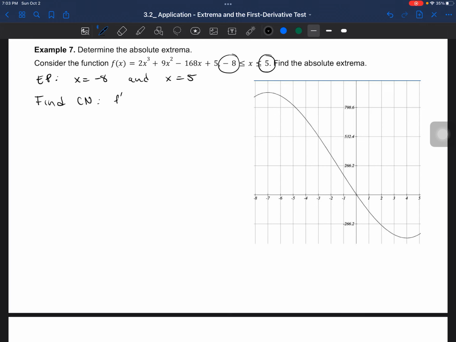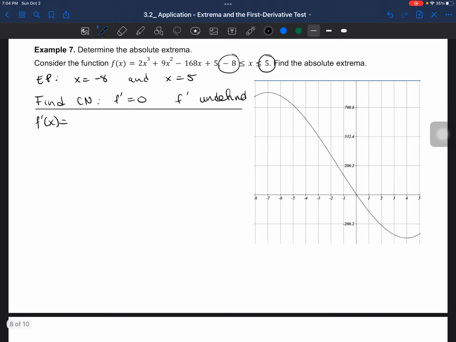The critical numbers are found, as we mentioned before, whenever the derivative of the function is equal to 0 or the derivative is undefined. Either way, we have to find the derivative of the function, so let's find it. This is a simple polynomial function, so we're going to use the power rule along with the constant multiple rule.